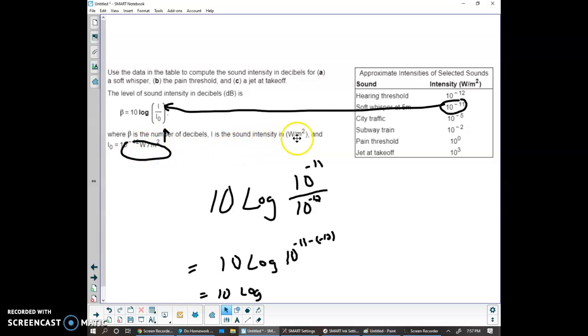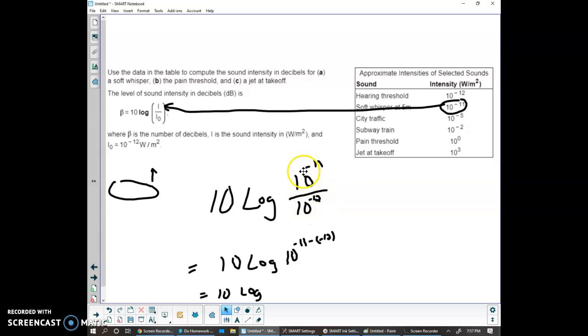Okay, so they give you intensity here. The soft whisper is 10 to the negative 11. So we're going to do just part A here. You're going to put in 10 to the negative 11 for the I. Okay, I sub 0 is the initial intensity, which is 10 to the negative 12. So we're comparing these two. And in order to compare them, you just divide. You're dividing 10 to the negative 11th divided by 10 to the negative 12th.